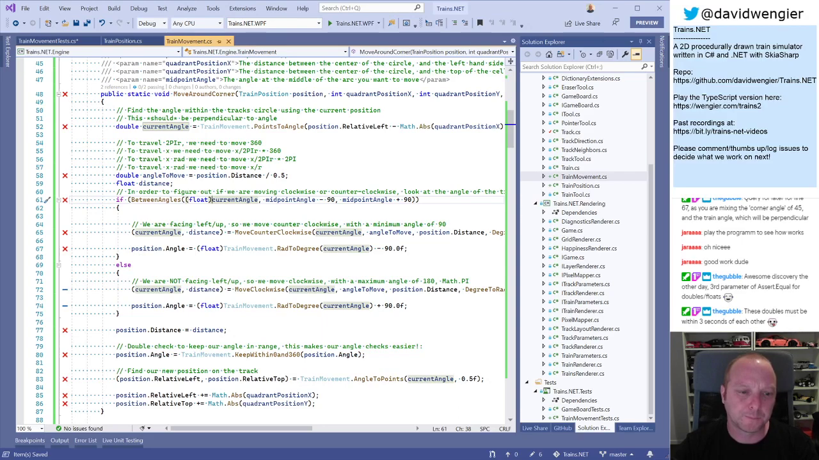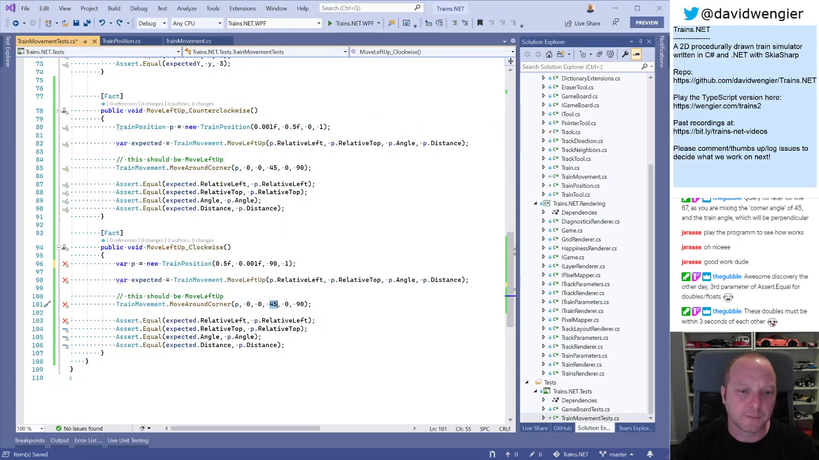No. Okay. Let's think about this. So, a midpoint of our corner is 45. Yeah, that's completely wrong.